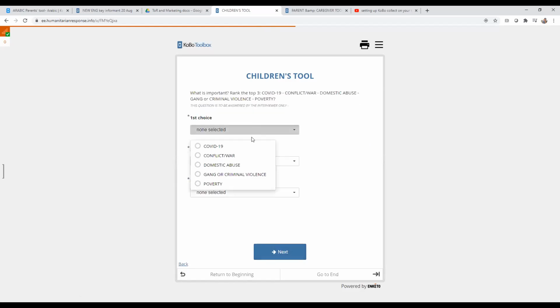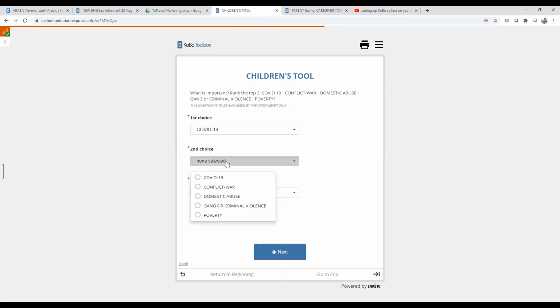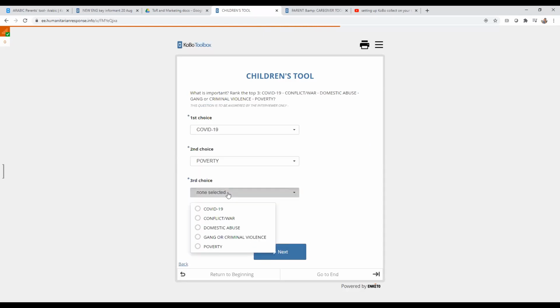We also discussed this one about what is the main reason. It could be because of COVID-19, the first one. The second choice could be because of poverty. And the last one could be because of, I don't know, gang violence. This is what we had said in the last example.